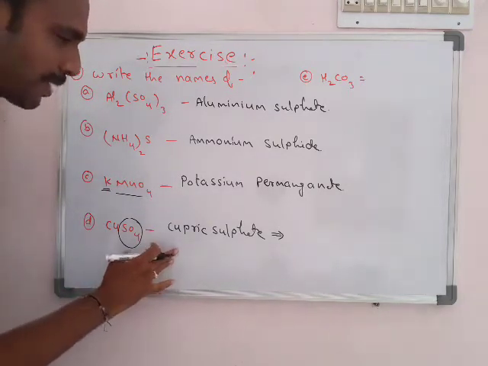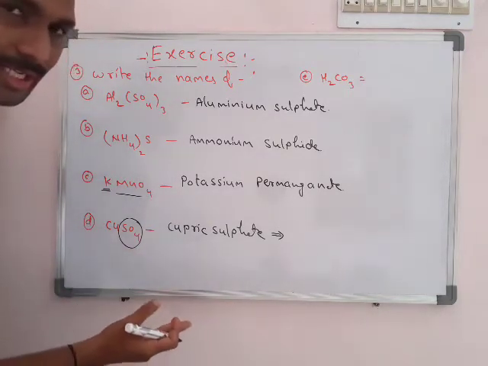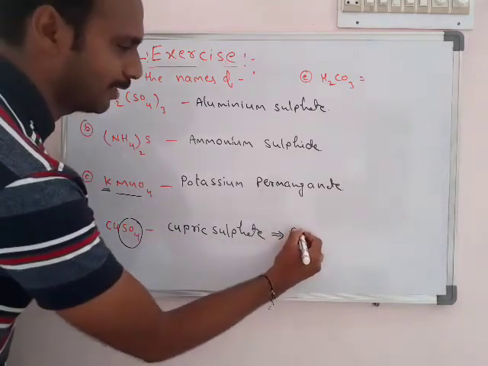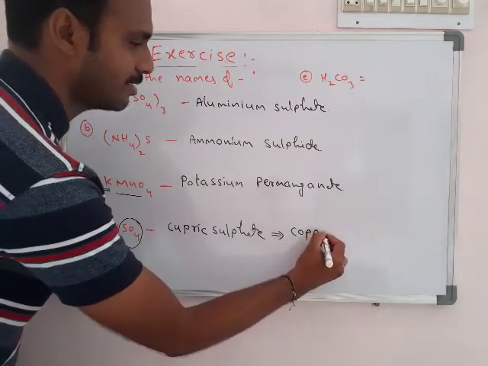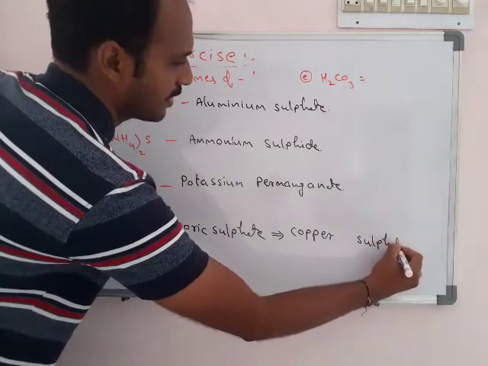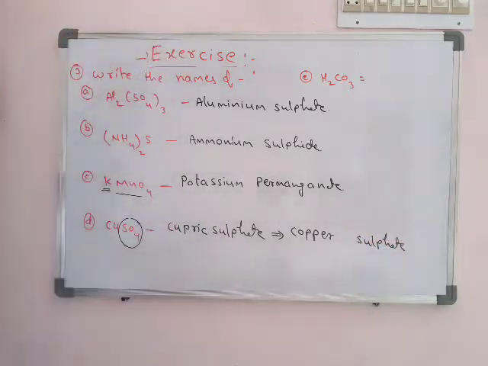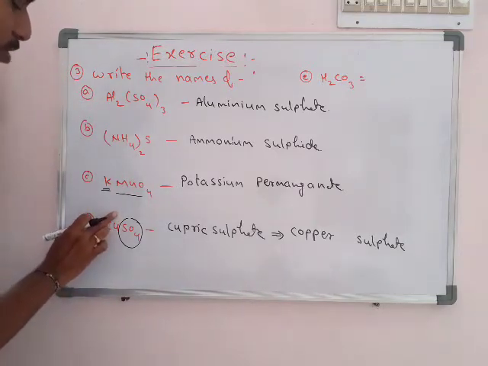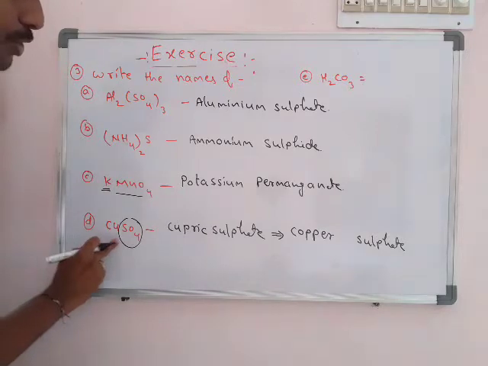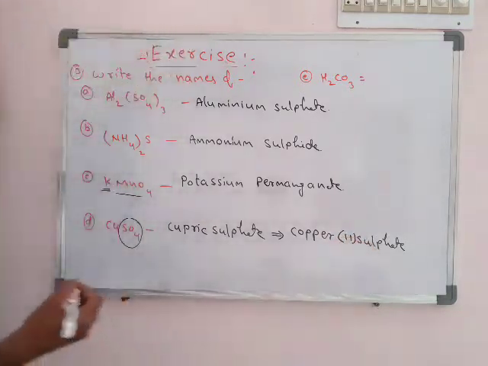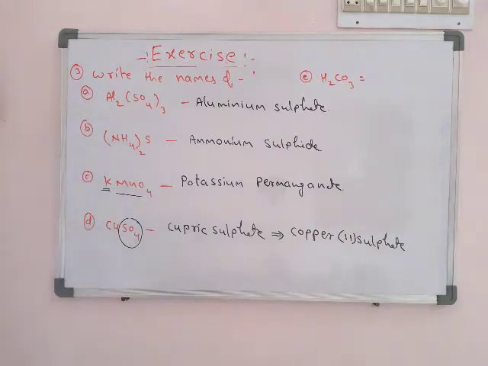So here, cuprous sulfate or cupric sulfate, they are written as copper sulfate. But we need to mention the oxidation number. So copper sulfate means there is a possibility of cuprous or cupric. So what is the charge of copper in this compound? 2. That's why I mentioned the Roman numeral 2. It's called copper(II) sulfate.